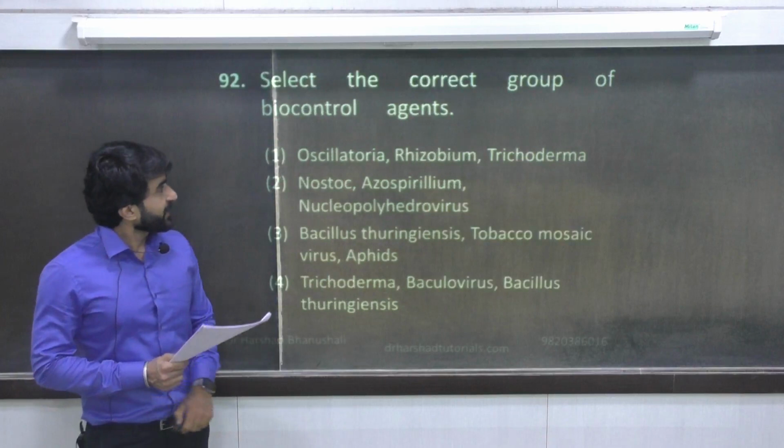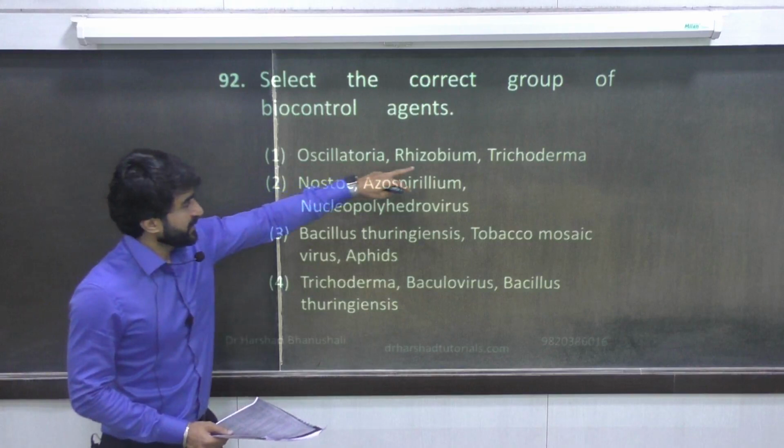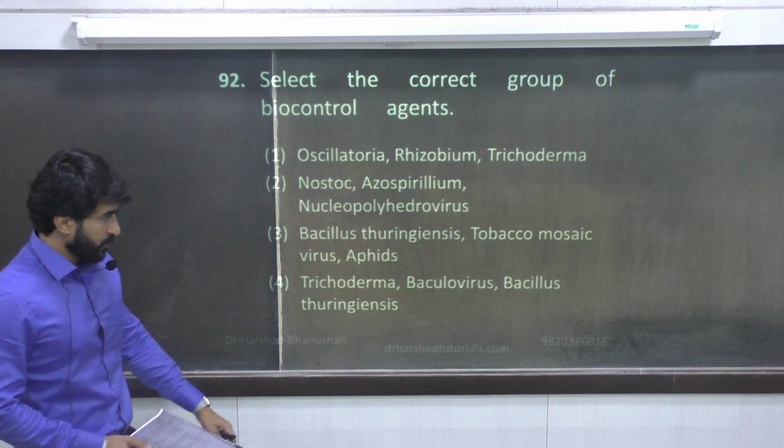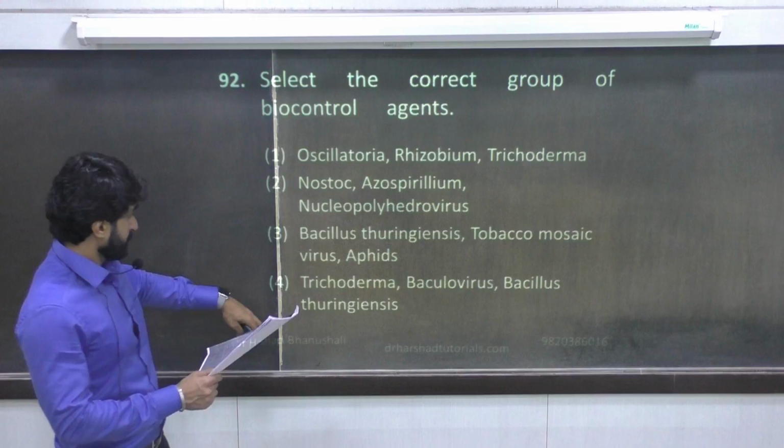Select the correct group of biocontrol agents. Out of all of these, which agents are biocontrol? You would find Rhizobium is ruled out, it's not biocontrol. Nostoc gets ruled out, it's not a biocontrol. Tobacco mosaic virus gets ruled out, it's not a biocontrol. Aphids would not be under biocontrol.